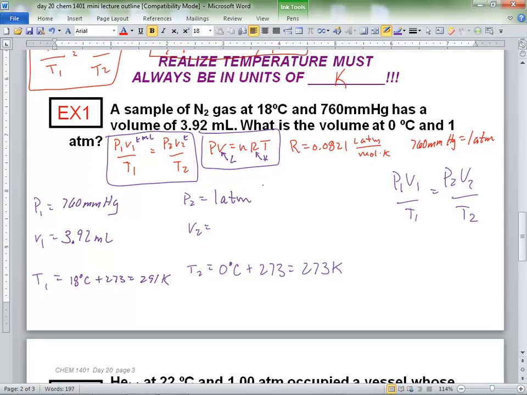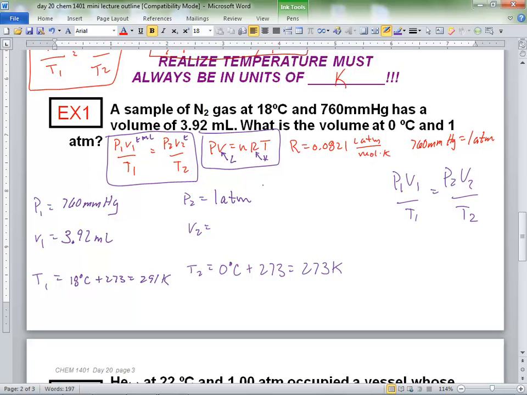Do you want to work in... You see how it's nice to list them out? Because it's obvious your units aren't consistent. So do you want to work in millimeters of mercury or atmospheres? Okay, let's work in atmospheres. You want to work in atmospheres? So we got to change him to atmospheres.